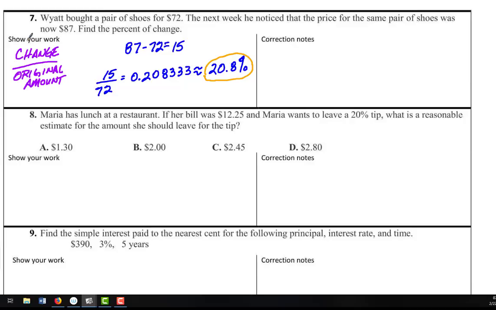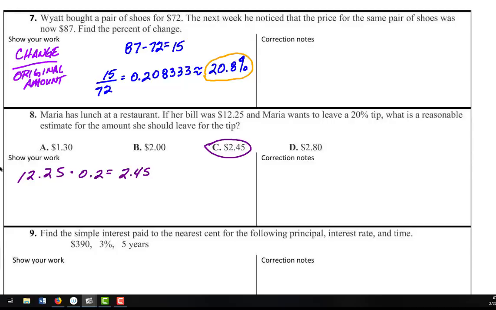And unfortunately, the correct answer did not appear here. The actual answer, if you got C, then you took the $12.25 and you multiplied it by the 20% and got exactly $2.45.